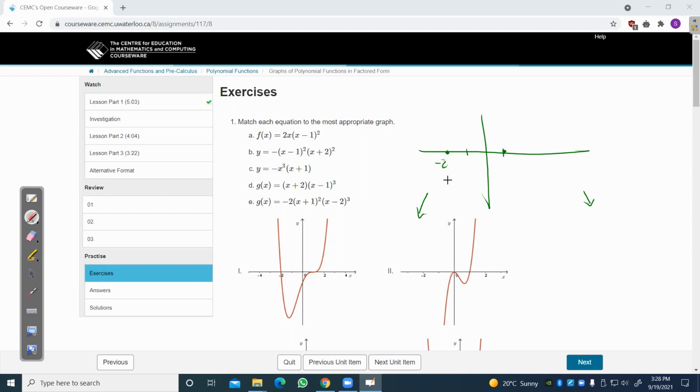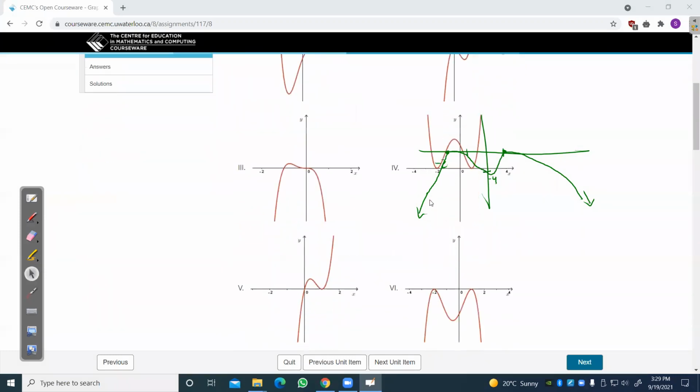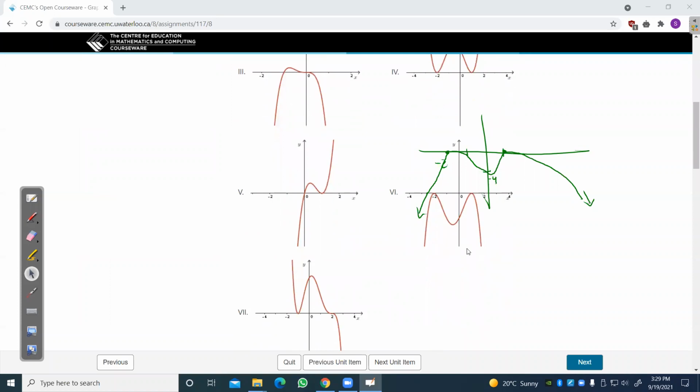And if you want to be a little bit more precise, you can just plug x as 0 to find what the y-intercept is. It's going to be negative 4. And by the way, again, you see what's the order of the factors? You see this one's an order 2 factor, right? If it's an order 1 factor, it's normal. There's nothing fancy going on. Both of these are order 2 factors. That means there are turning points at both of those zeros. So we're looking for an M-shaped graph that has a turning point at positive 1 and negative 2. So it's going to be VI, the sixth one.